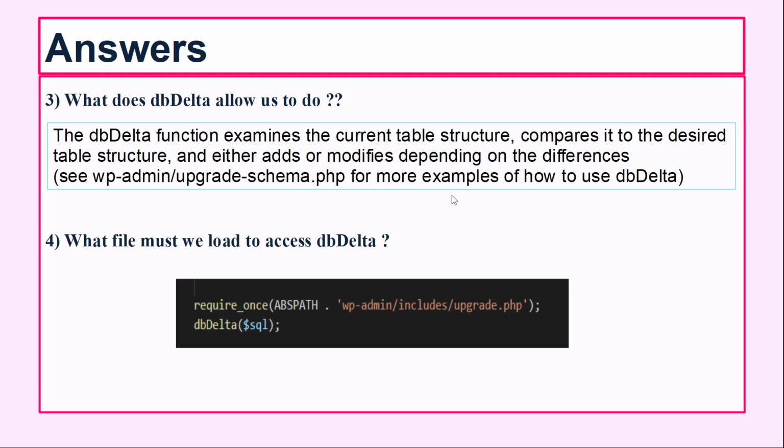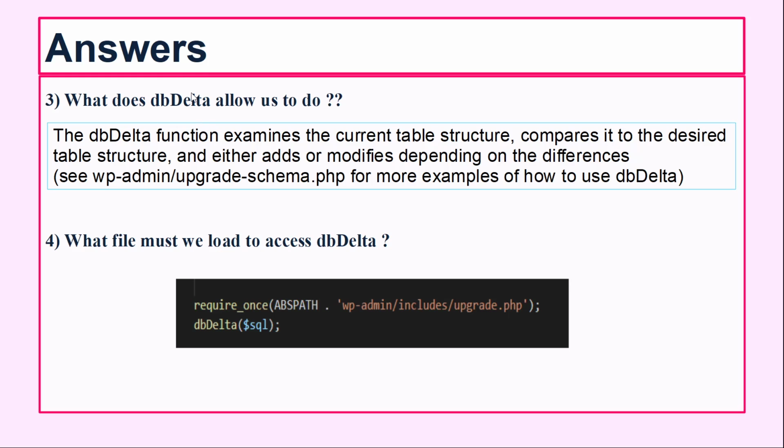So if you want to create a table, you have to use dbDelta. What does it allow us to do? Well, this function examines the current table structure and compares it to the desired table structure that you want, and then either adds or modifies it. So if you're creating a new table, then the table structure is nothing, and so it will add in the missing segments based on your SQL statements. So if you are adding or modifying a table, this is very useful to know how to do.